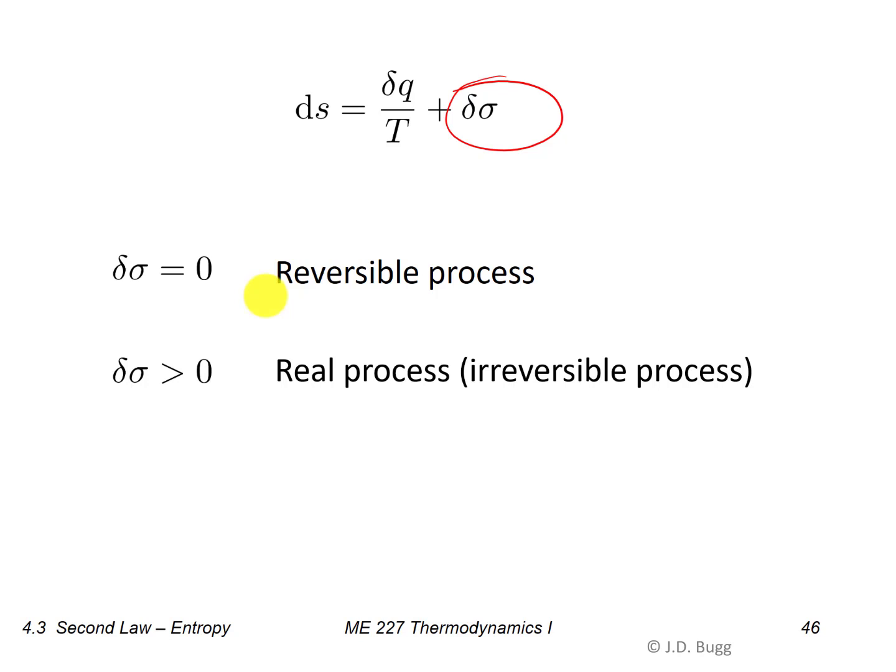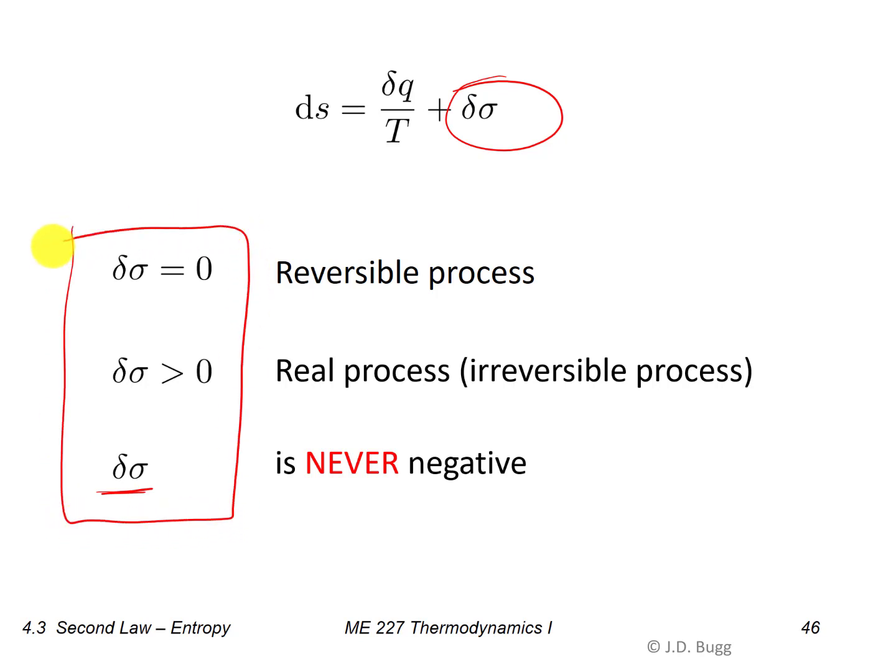The third case here is never possible. Delta sigma or sigma can never be negative. So if we're working with this equation and we find that it is, then either the process we're looking at is impossible or we've made some kind of error in our calculations. So these characteristics are very important to remember about this quantity. It can never be negative. If it's 0, we're talking about a perfect reversible process, and if it's greater than 0, we're talking about a real process.